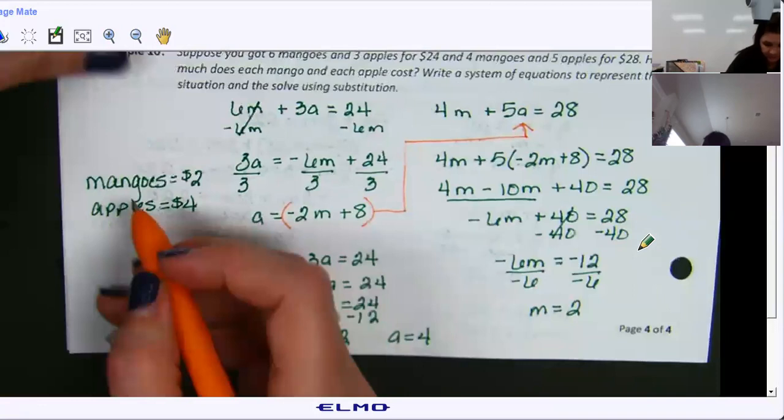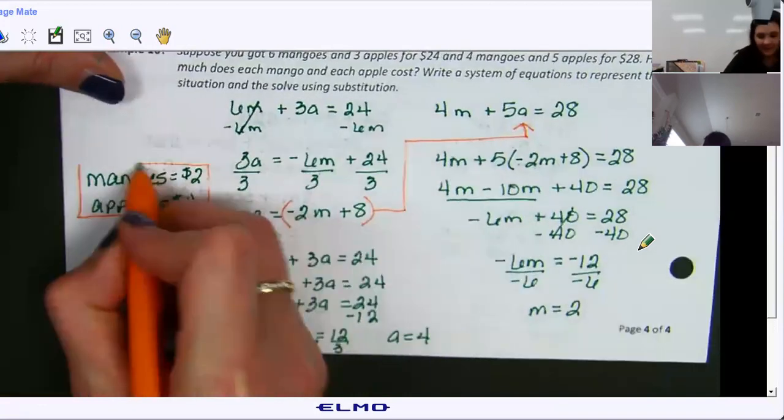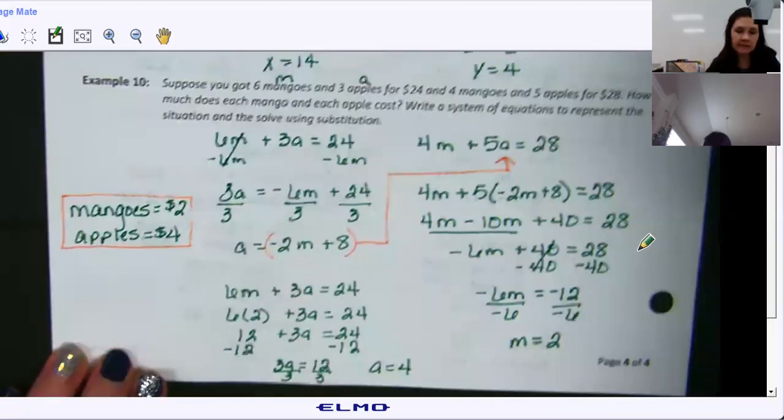They're golden plated apples. They're golden plated organic. Okay. And that concludes lesson 4-2.